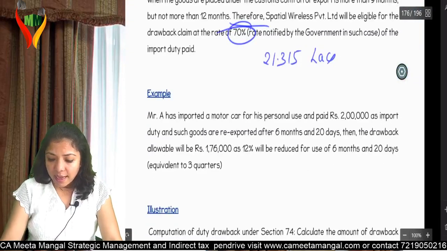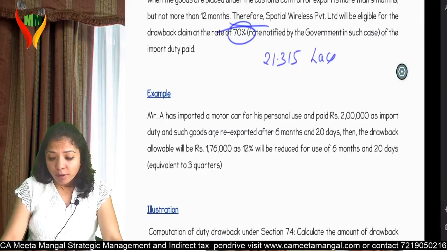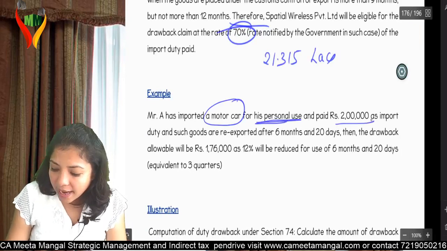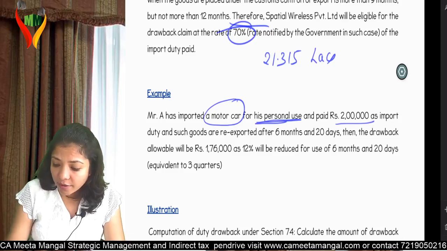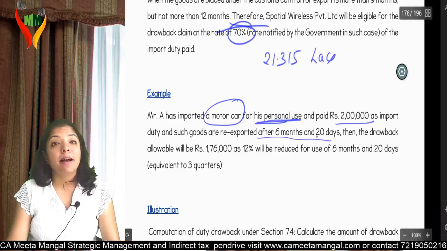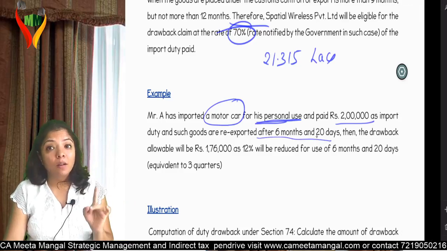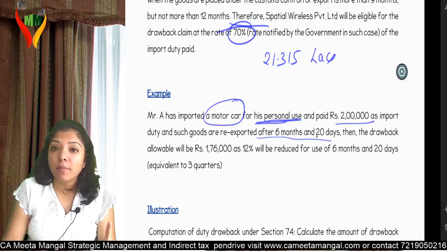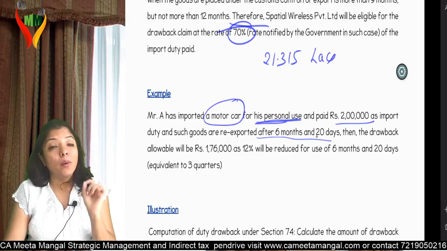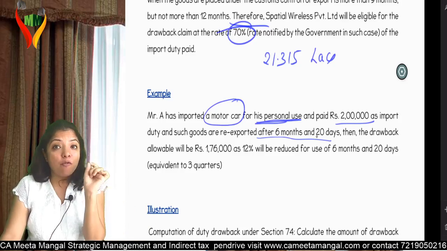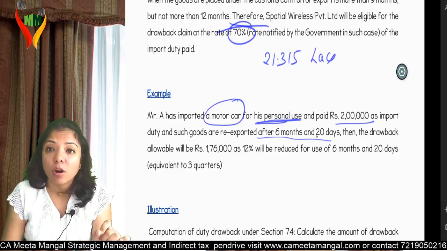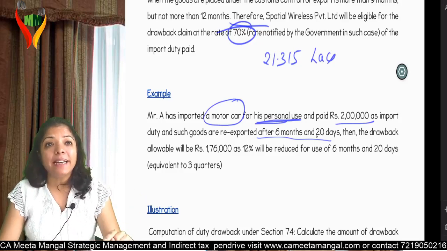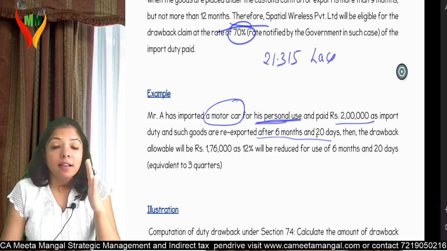Yes? Next example. Mr. A has imported a motor car for his personal use and paid 2 lakhs as import duty on such goods and re-exported after 6 months and 20 days. One quarter is 3 months, two quarters is 6 months, and then you have 20 more days. Even if you have one extra day, it will be counted as a quarter because it is quarter or part thereof. So 6 months and 20 days means actually 3 quarters in the first year.